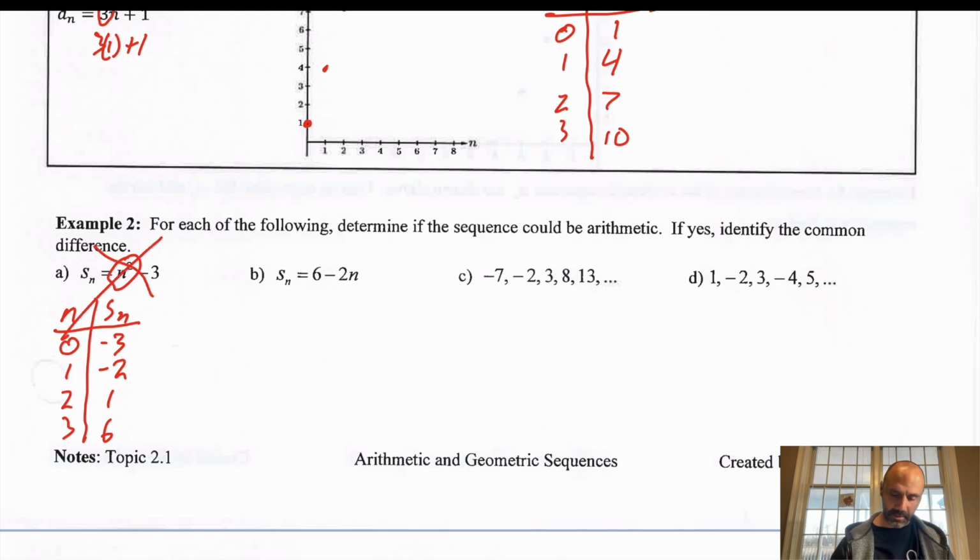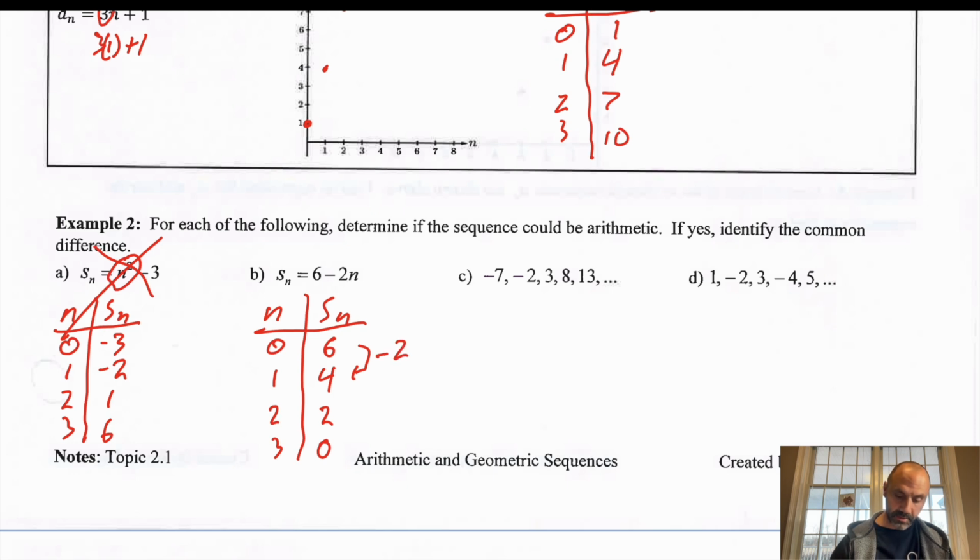And then Sn is 6 minus 2n. So let's make a table. When we make this table, we see that there is a common difference here of -2. See, it's going down every time, and that makes sense. This has the formula. It looks like a linear function, and the difference, or the slope, is -2. And that's what we see. So this one is arithmetic, so we put a check mark on that one.